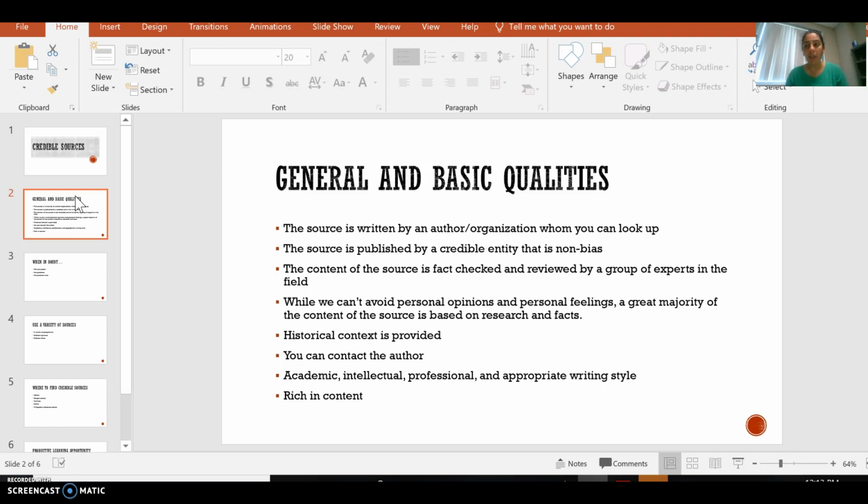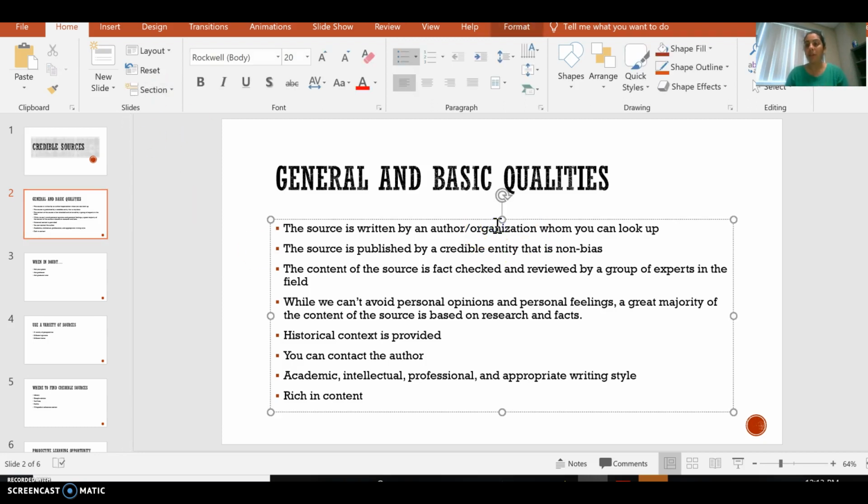And if there's no author, but there's only the name of an organization, I should be able to see if this organization is legitimate, if it's a nonprofit, if it's supported by the government, if it's supported by a group of grassroots people. All of the information should be transparent. The source should be published by a credible entity that is not biased.